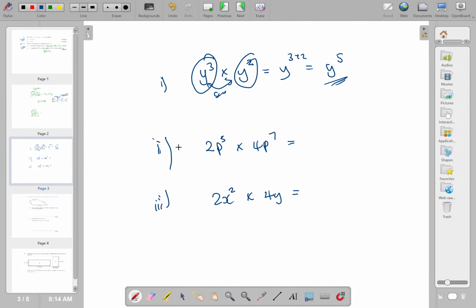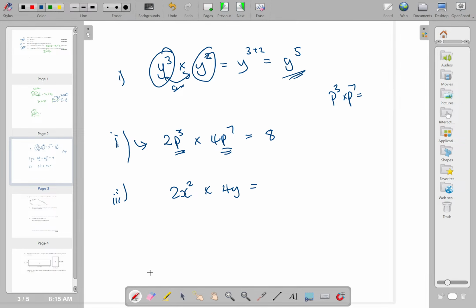I complicated it a little bit here, made it a little more complex, but what did you learn from me last week? Number times number: 2 times 4 is 8. p cubed times p to the 7th. Do it in the sidebar if you need to. p cubed times p to the 7th. Are the bases the same? Yes, this is the base. They're the same. Base comes back.